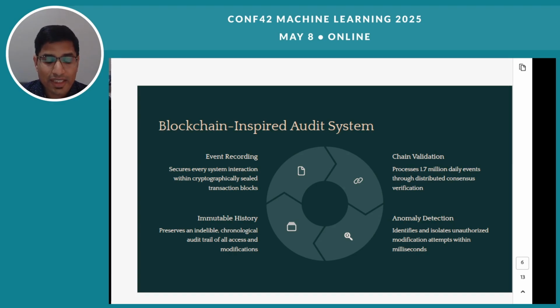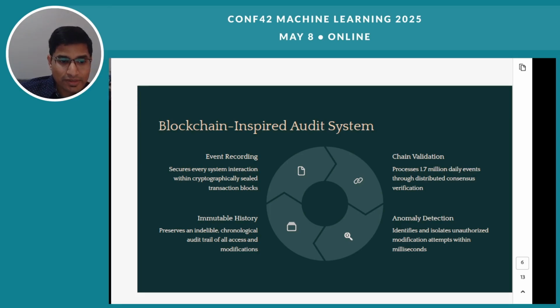So it outlines how there are multiple ways, but this slide explains how blockchain-inspired methods can be adapted to achieve tamper-proof auditing. The first point on auditing is event recording. A system should secure every interaction within cryptographically sealed transaction blocks so that it's not leaked or accessible to people who don't have access. And this is to prevent any tampering or unauthorized alteration.